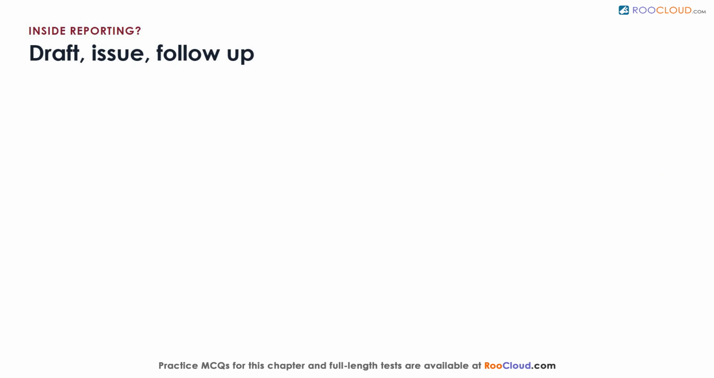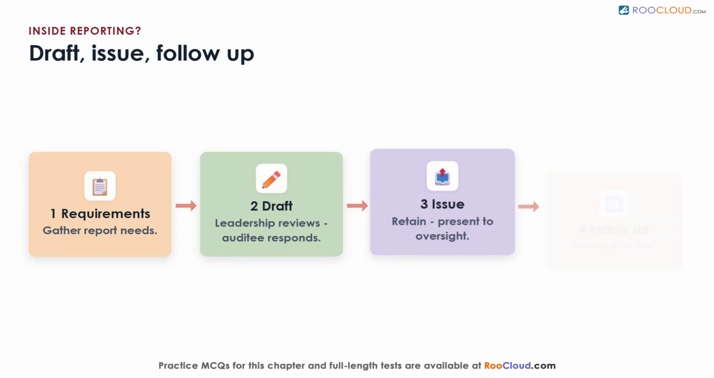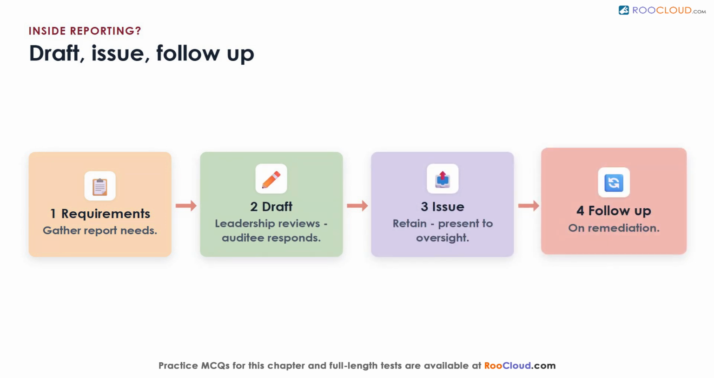What happens in reporting and follow-up? First, gather the reporting requirements. Second, draft the report. Leadership reviews it before the auditee does. The auditee responds with planned actions. Third, issue the final report. Retain it and present it to the oversight function. Fourth, follow up on the remediation progress.